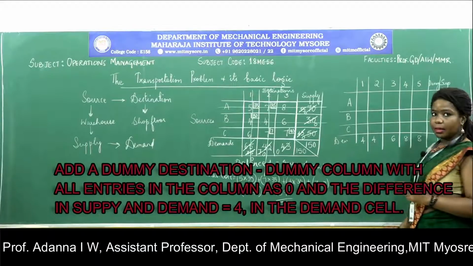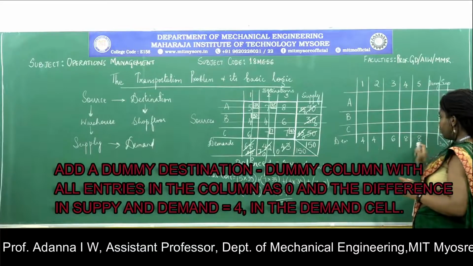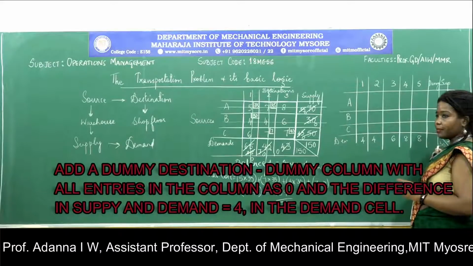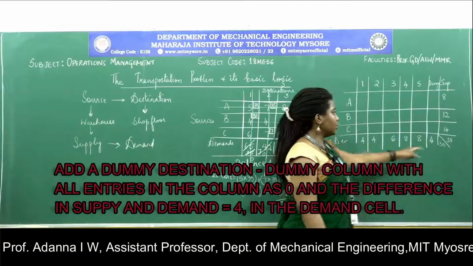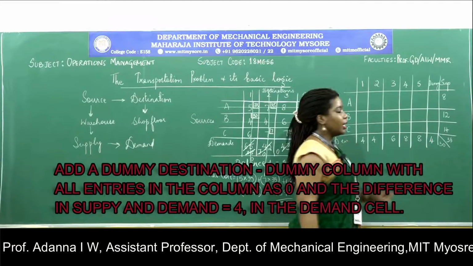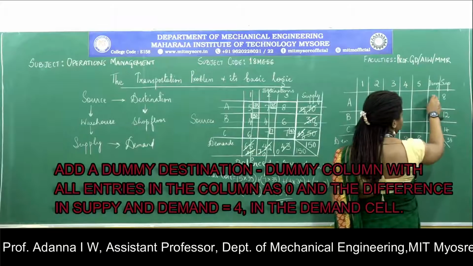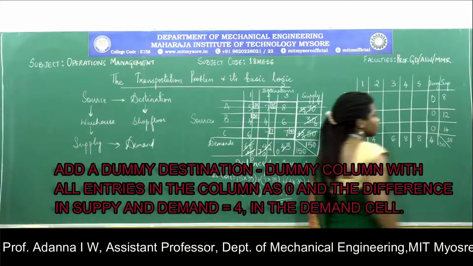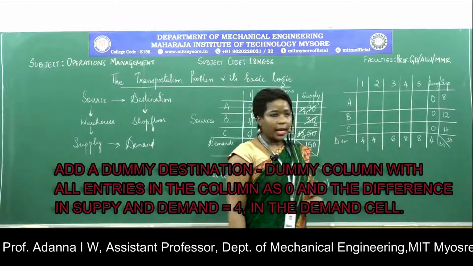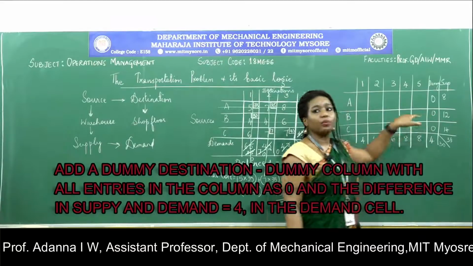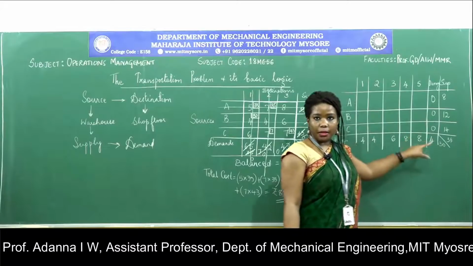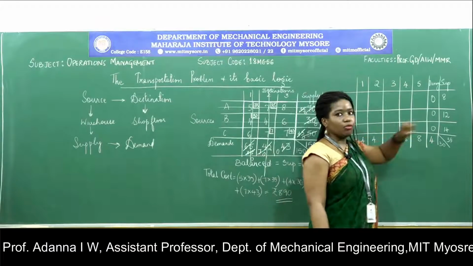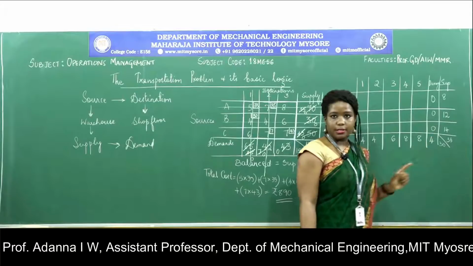How do you write this dummy? The dummy is written and the difference between the supply and demand that we have seen is entered there, in the dummy below. The rest of the entries, unless otherwise specified, are 0. Which means to say, even if I carry out allocations, which I will, to the dummy column or the dummy row, the allocation will have no significance because the entries are 0.